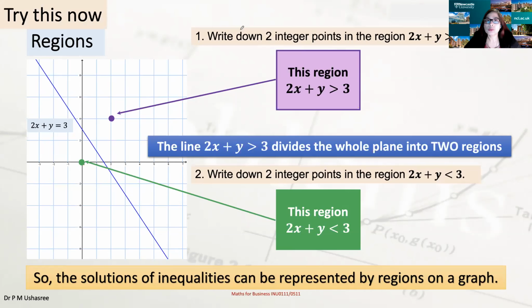Now I want you to pause the video and answer the question. Write down 2 integer points in the region 2x + y greater than 3. That is, in this region, I want you to choose 2 integer points. And similarly, I want you to choose 2 integer points from this region and just write it down.